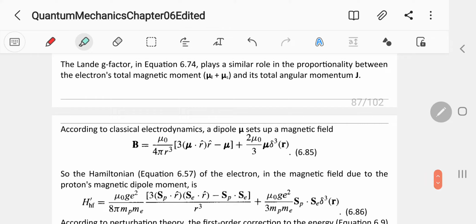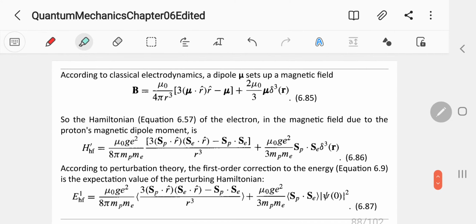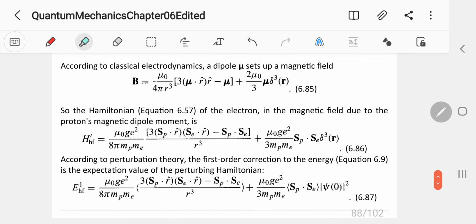The Landé g factor in equation 6.74, if you could go back, plays a similar role in the proportionality between the electron's total magnetic moment, which is mu L plus mu S, and its total angular momentum J. So according to classical electrodynamics, if you could remember your lectures in that subject, a dipole mu sets up a magnetic field. So you will have a magnetic field like this.